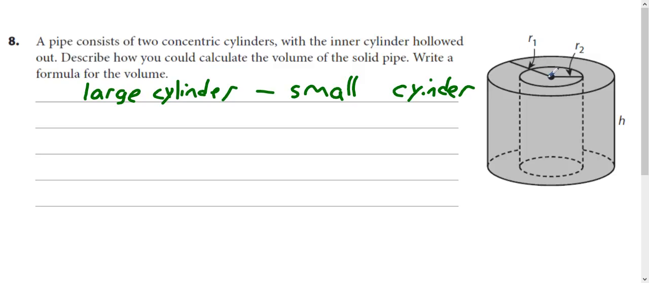So the large cylinder has a radius of, we're calling it R sub 1. R sub 1 is the larger radius. So that's pi times radius squared, and then it's got the height of h. Minus the smaller cylinder is going to be pretty much the same thing, but this time it's R sub 2 times the height.